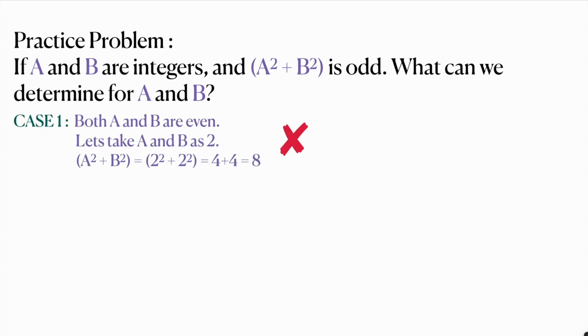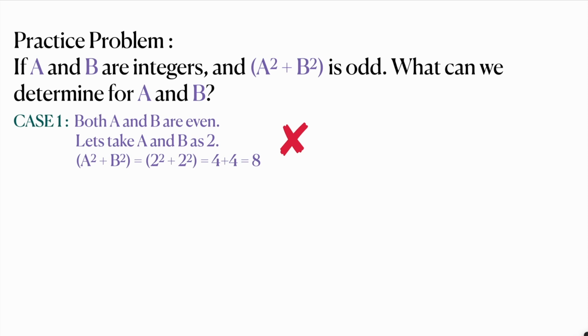So the first case will be when both a and b are even. Let's say a and b are 2. When we are taking cases, we have to take the simplest case. So for odd, we'll take integers like 1, and for even, we'll take the integer 2. So in case 1, both a and b are even, where we put a and b both as 2. So 2 square plus 2 square is 4 plus 4, which is 8, and that isn't odd, that is even. So a and b both cannot be even.